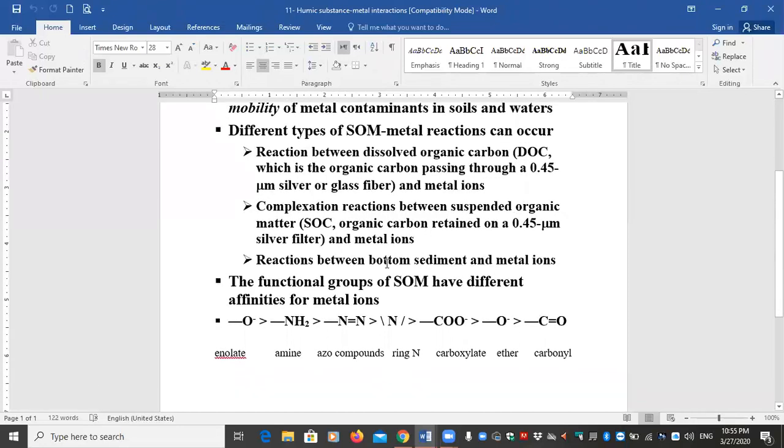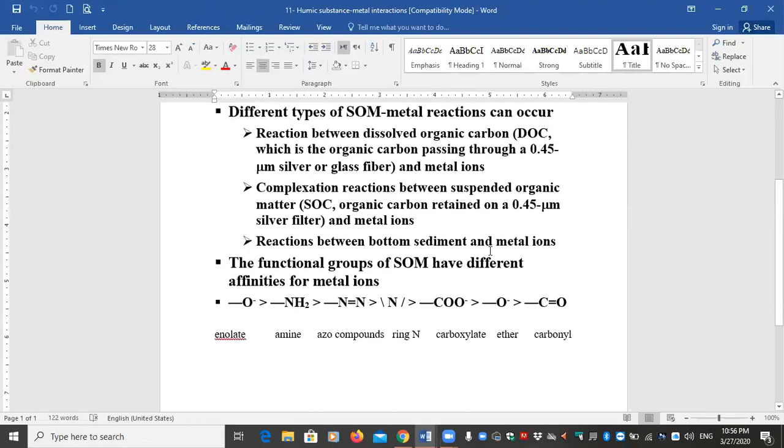And then reactions between bottom sediments and metal ions. Sediments, usually in rivers, lakes, dams, are the material that settles down in the bottom of water bodies. This is what we call sediment. So you can have reactions also in the bottom of these water bodies.